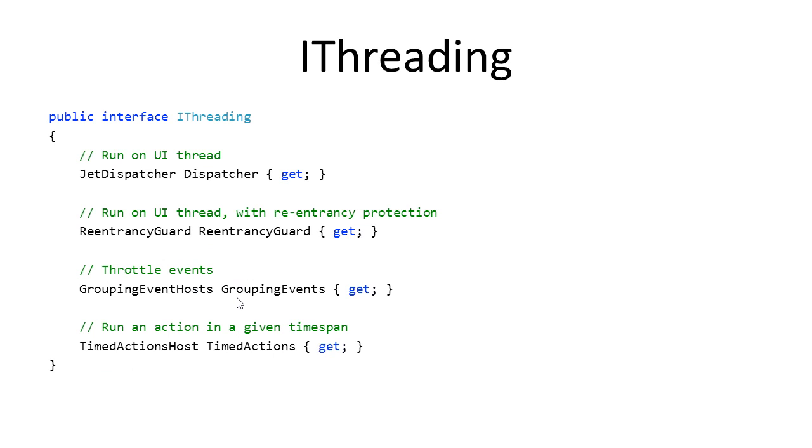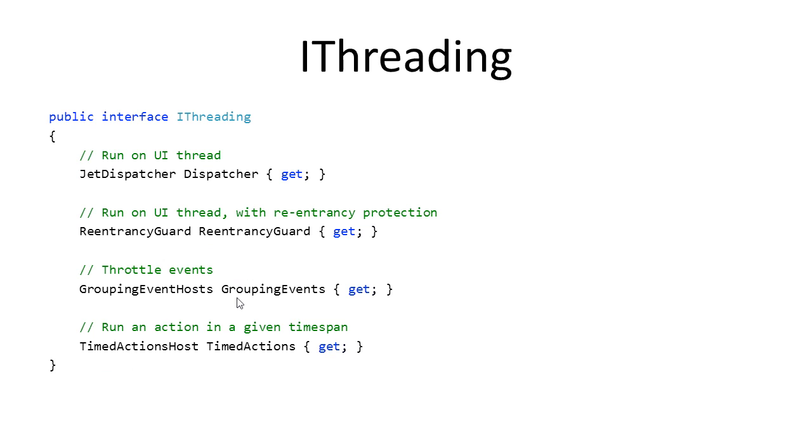Thanks, Matt. Right, sure. So the last thing I want to show is to do with threading. There are a handful of interesting things we need to do with threading. We need to make sure that we run stuff on the UI thread, and we've got the dispatcher class to do that. IThreading is an interface which you can inject into the constructor. We've got the dispatcher property, which allows us to run actions on the UI thread.